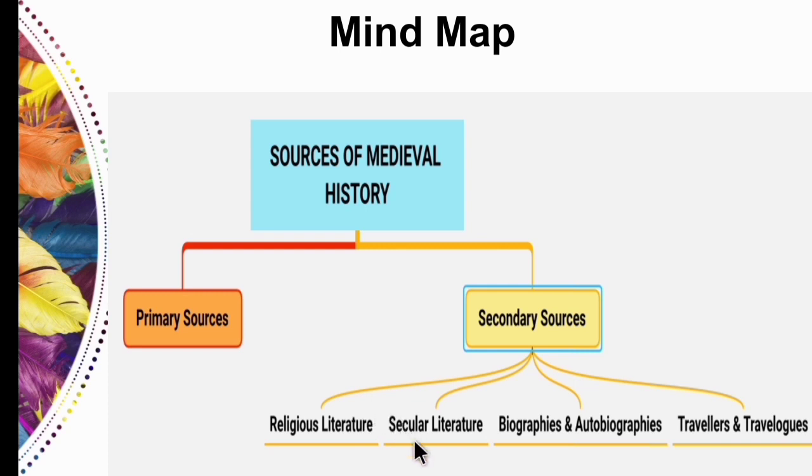And the second one I told is secular literature. Secular means books written based on the king's achievements or the king's conquests. That is called secular literature. Next is biographies and autobiographies. I have given the examples which were mentioned in your textbook in a tabular column. Next is travelers and travelogues. Travelogue means a book written by a traveler. For that also I have given a tabular column.